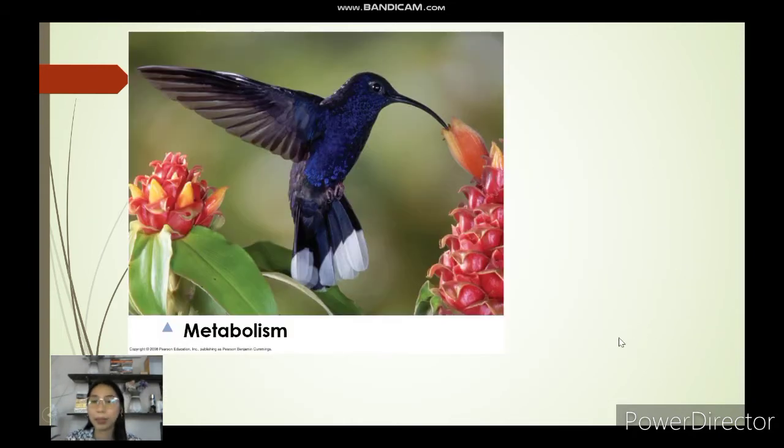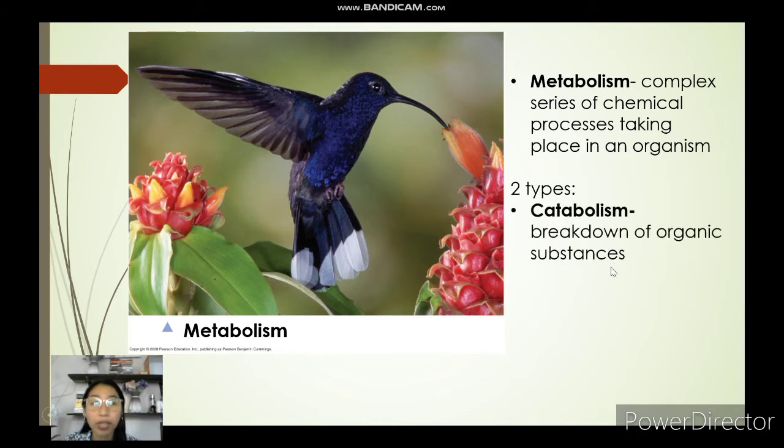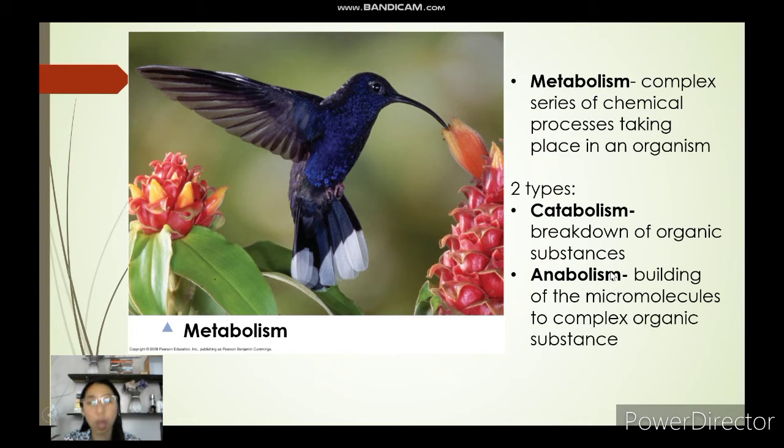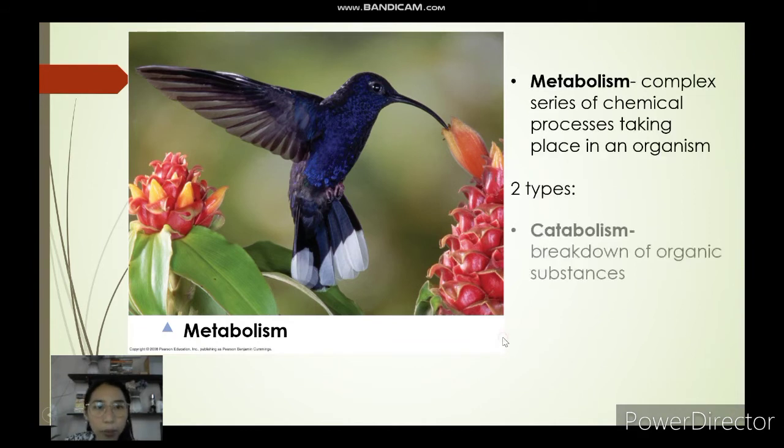Next is metabolism. So metabolism is a complex series of chemical processes taking place in an organism. So we have two types: the catabolism, which is the breakdown of organic substances, and anabolism, which is the opposite of catabolism, because it is the building of the micromolecules to complex organic substances.